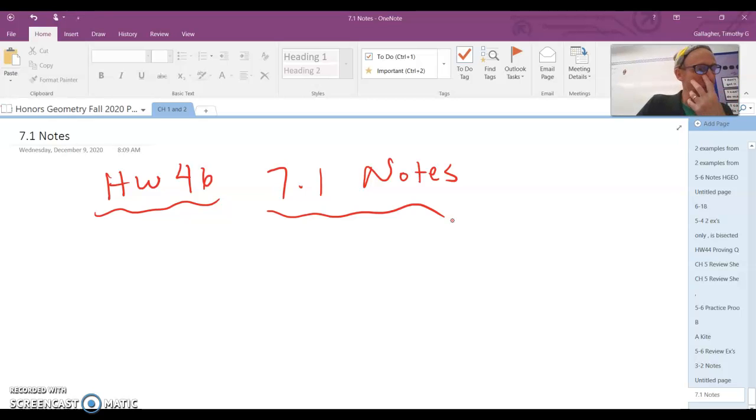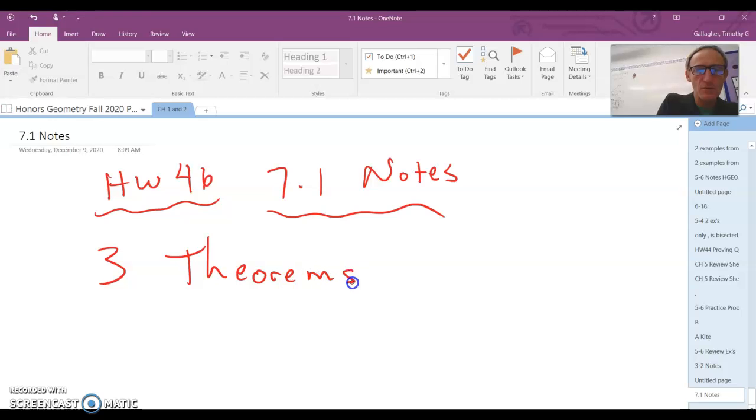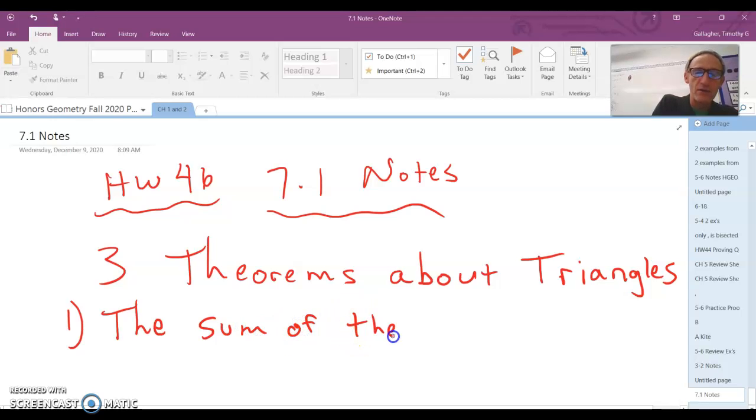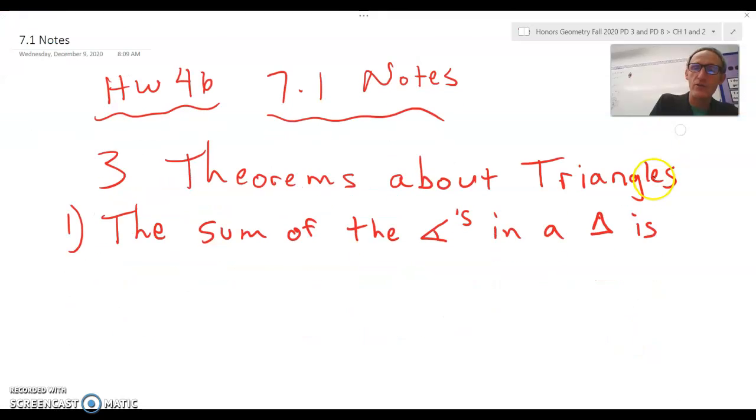Okay, so 7-1 notes is 3 theorems. So there's 3 theorems about triangles. The first one is very simple. Most of you know it. The sum of the angles in a triangle is 180 degrees.